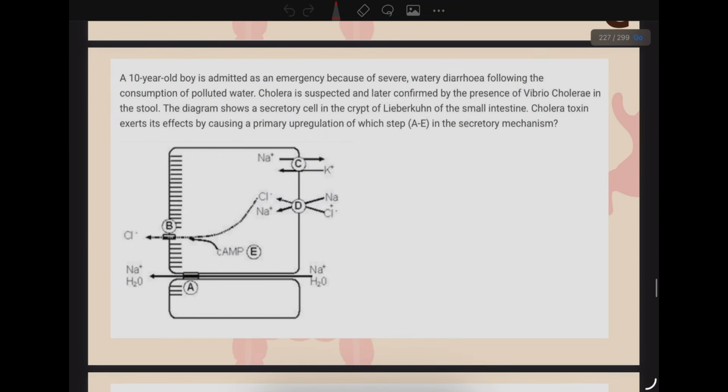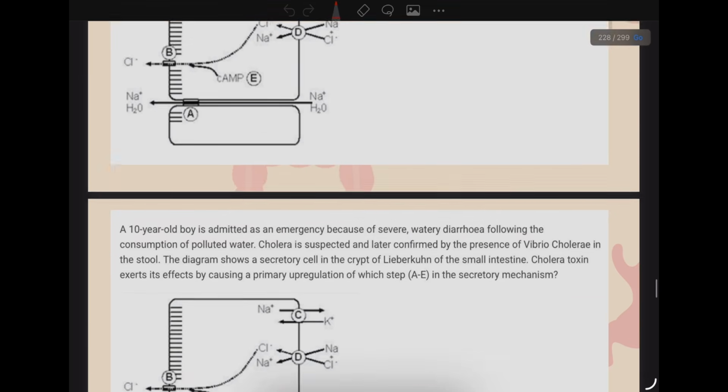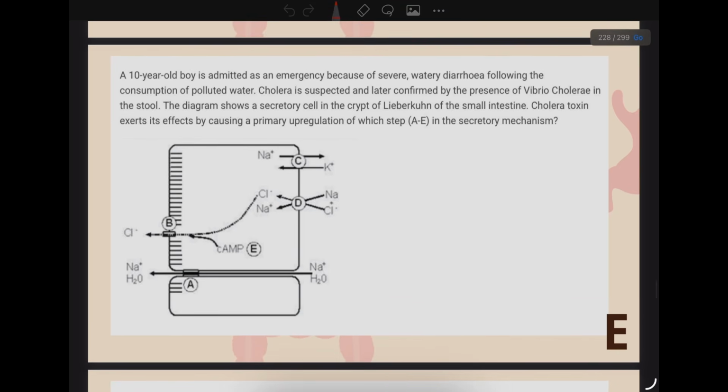Now, the answer is E. It's saying cholera toxin affects which step directly. Of course, it will be the cAMP step because it increases cAMP concentration by activating adenylyl cyclase. Don't say B. Yes, B, the chloride secretion will increase, but that's not the direct effect. The direct effect is on cAMP, cyclic AMP. Okay?